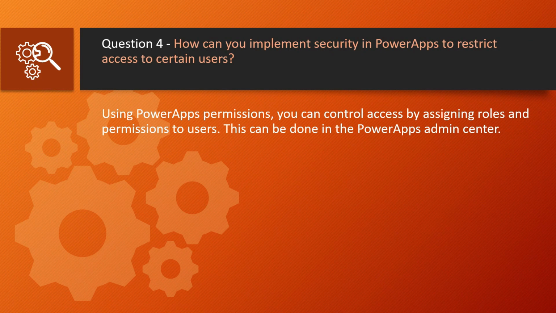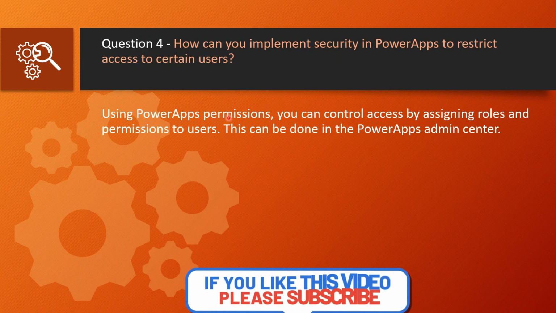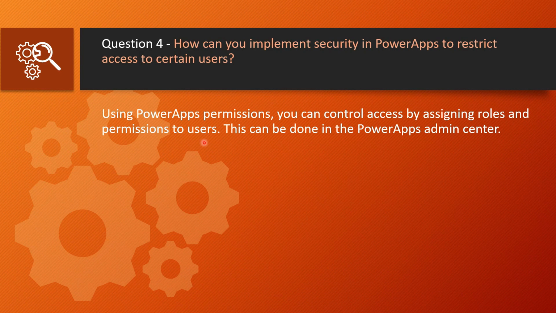Question 4 is how can we implement security in Power Apps to restrict access to certain users? So here they want to know about the security aspects in Power Apps. Using Power Apps permissions, you can control access by assigning roles and permissions to the users. Firstly, the role should be defined, and on the basis of that, the user should be given the permission. And how can this be achieved? This can be achieved by using the Power Apps Admin Center.